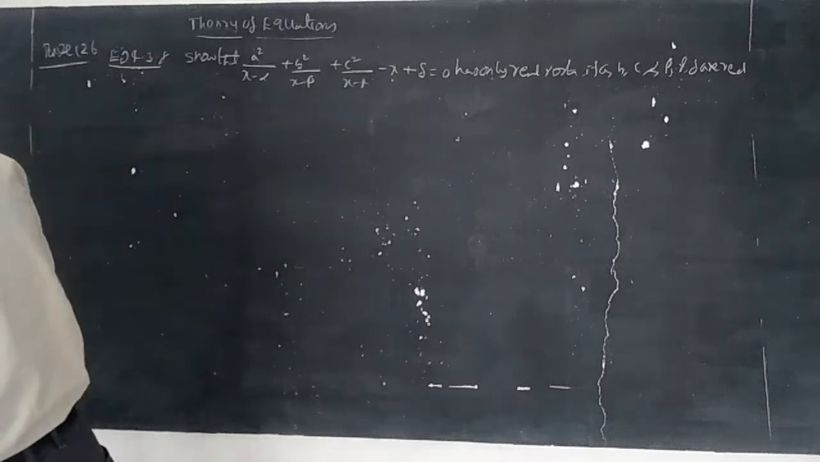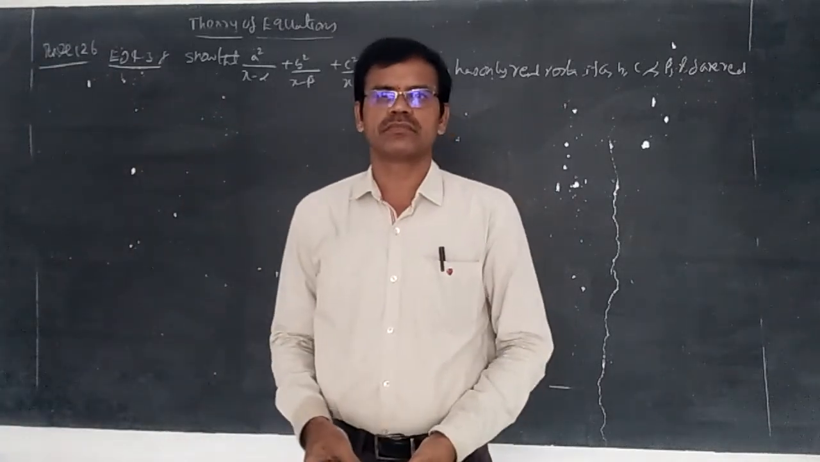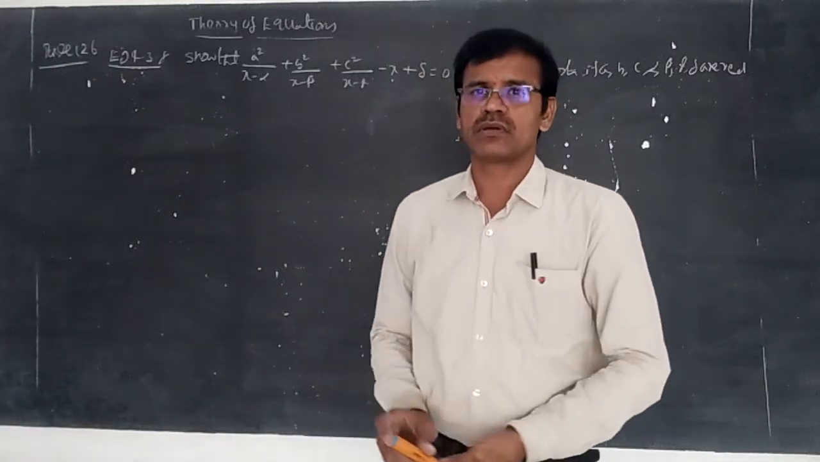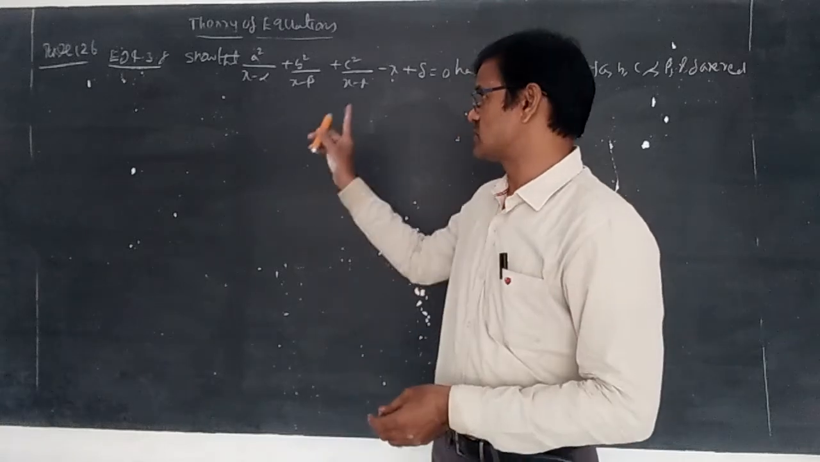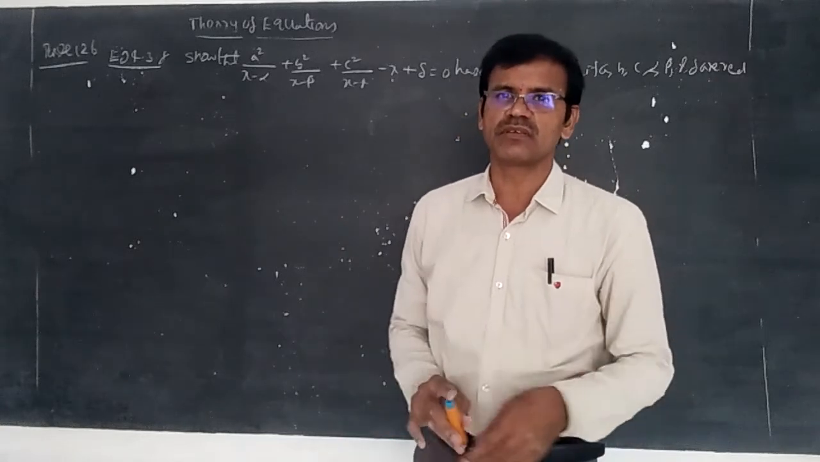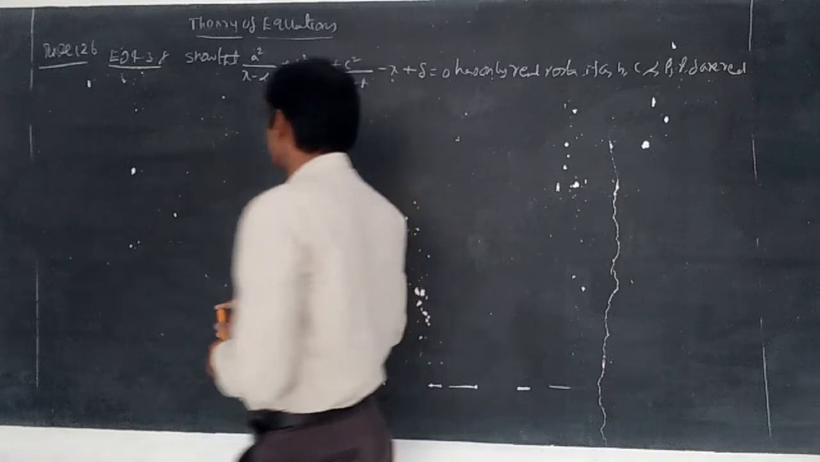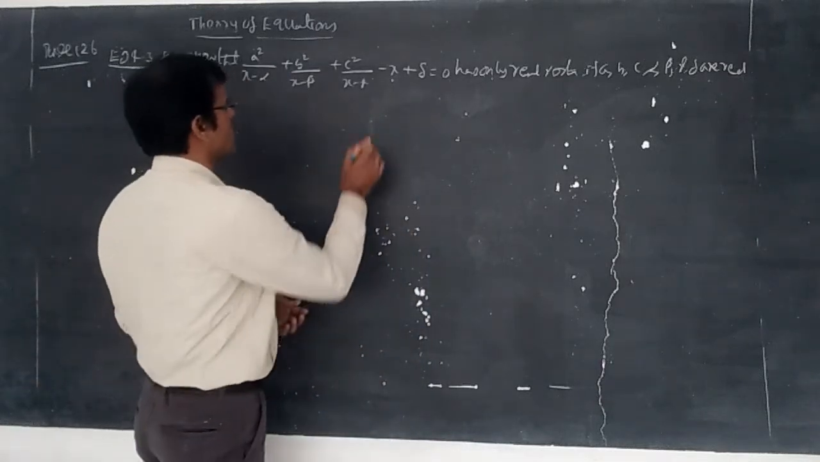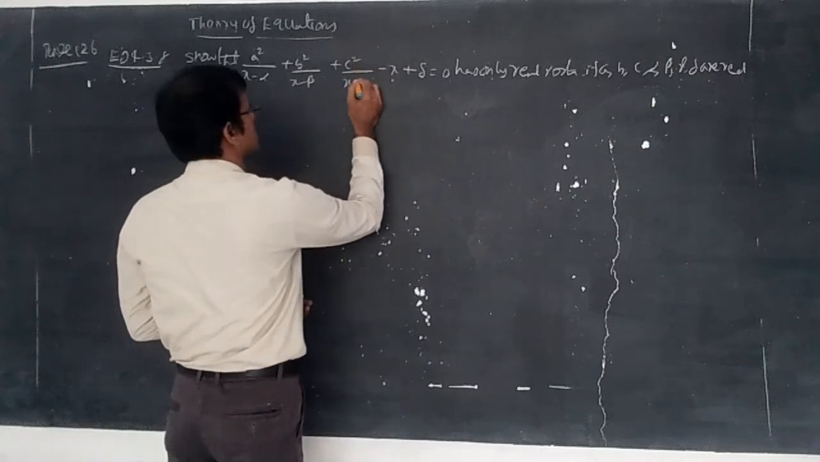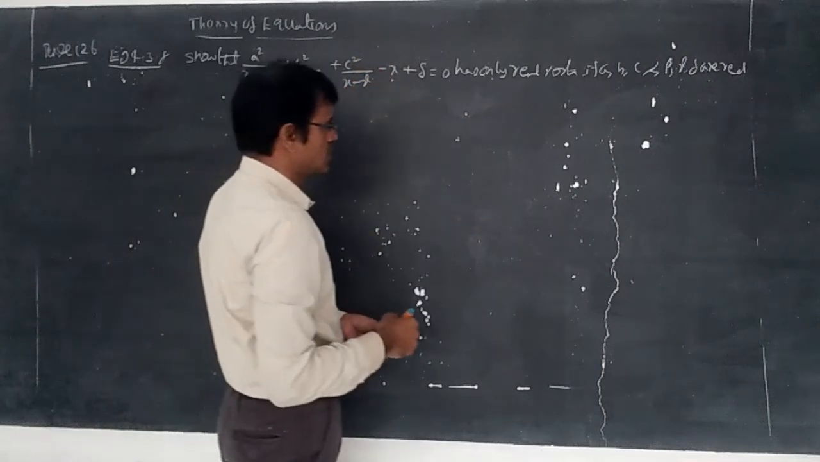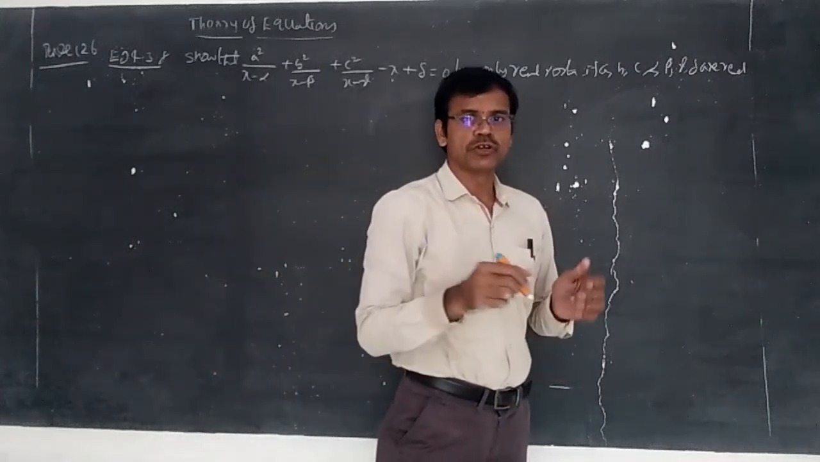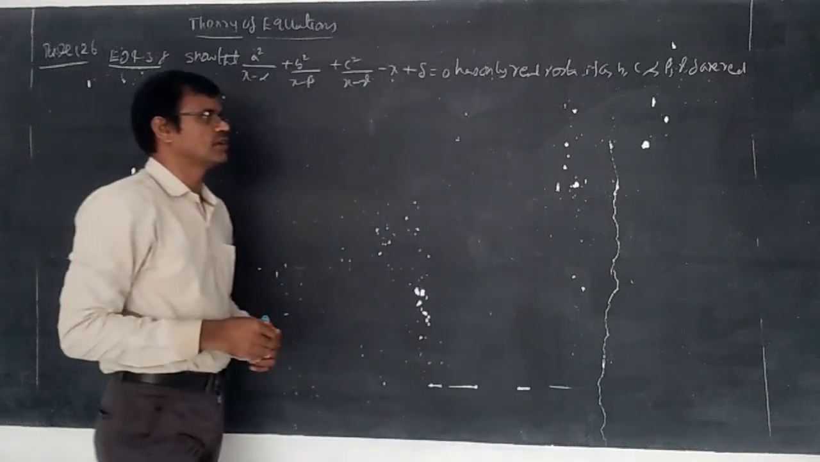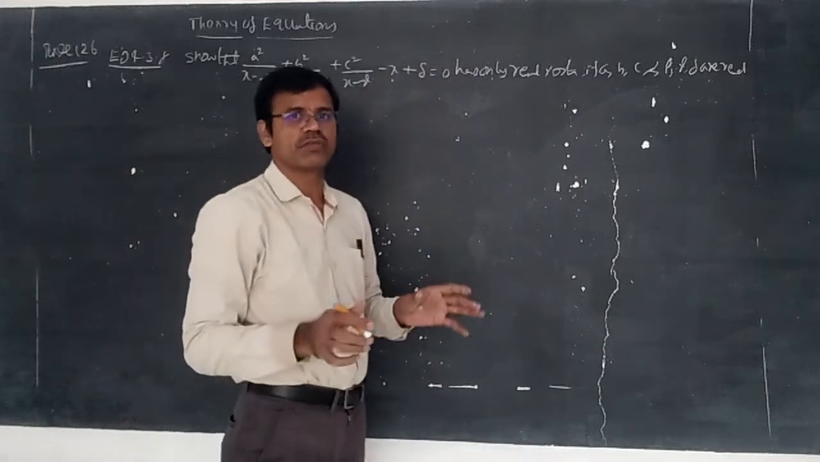In our objective, level 3, maybe the 5th question, this one. Only for objective I am discussing with you. This is not at all important for IPE. Show that a square by x minus alpha plus b square by x minus beta plus c square by x minus gamma minus x plus delta equal to 0 has only real roots. We should prove that this equation has only real roots. That means it has no imaginary roots.